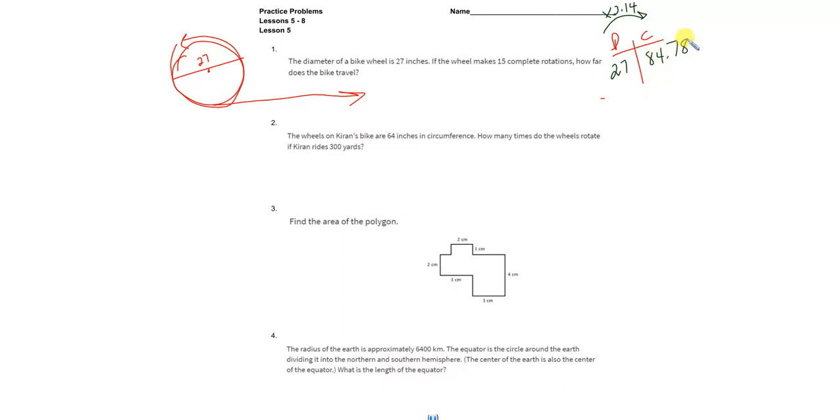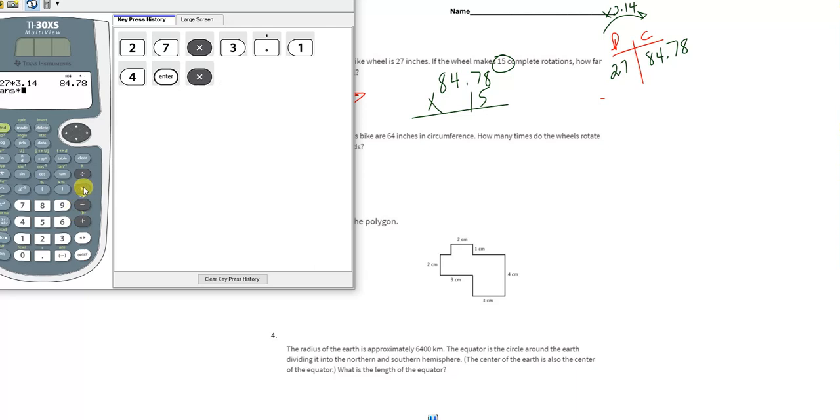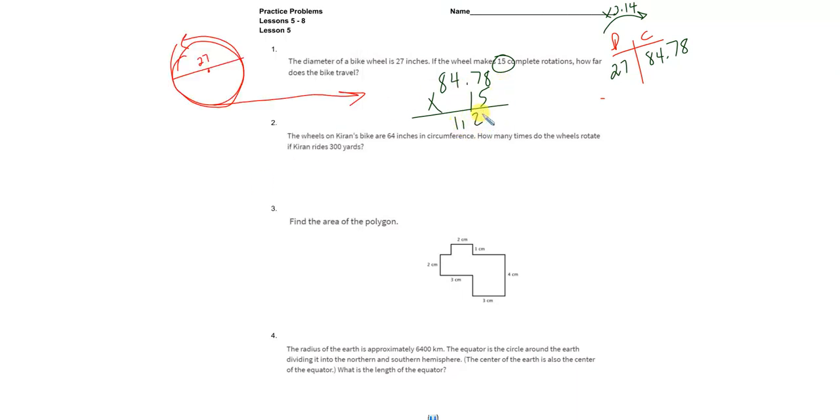But it does make 15 complete rotations, so to get our final answer, we have to take 84.78 and multiply by 15. And that will give us our total length that it will travel in 15 rotations. And that turns out to be, when we multiply it, 1,271.7. And this was in inches, so inches, and that is our first problem.